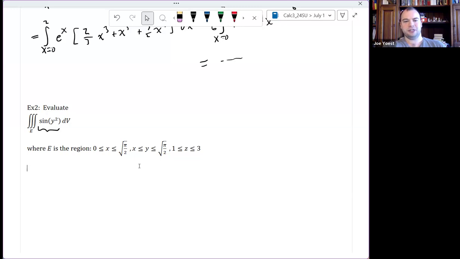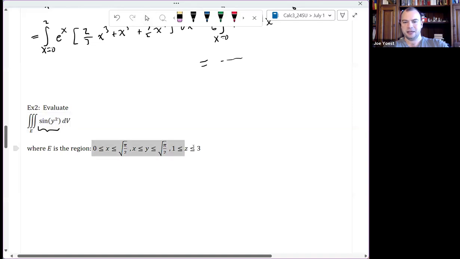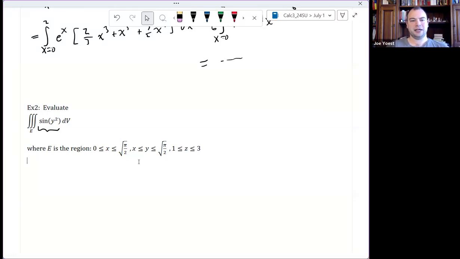So how do I resolve this problem? I don't know how to integrate sine of y squared, and if I set things up with the y integral on the inside, I have to integrate sine of y squared dy with no extra help, no factor for substitution or anything like that.